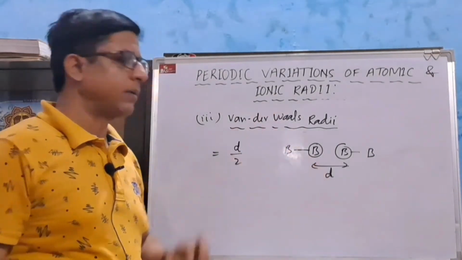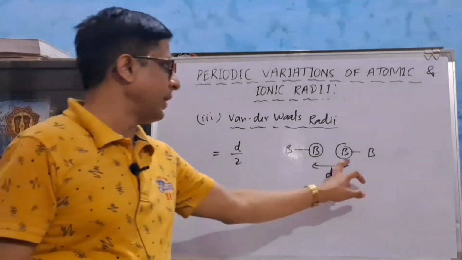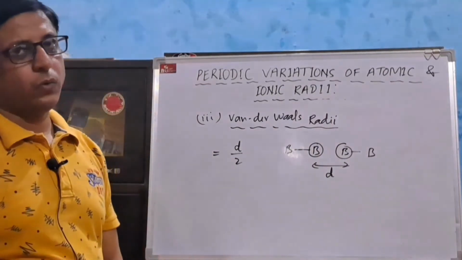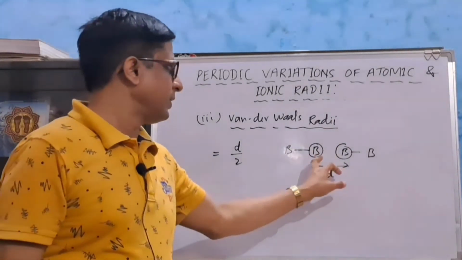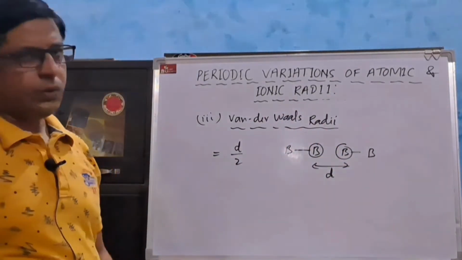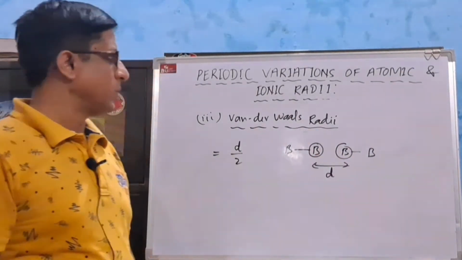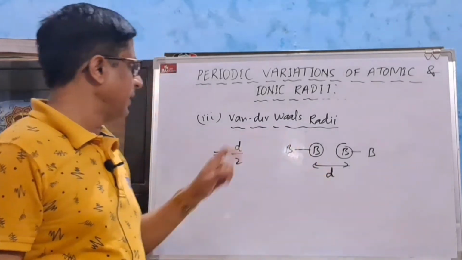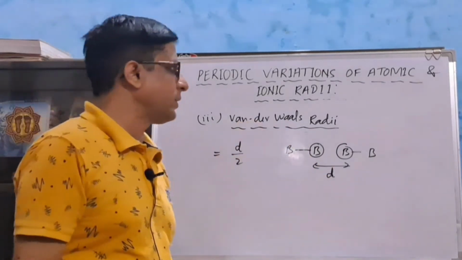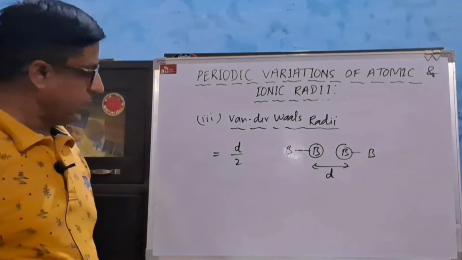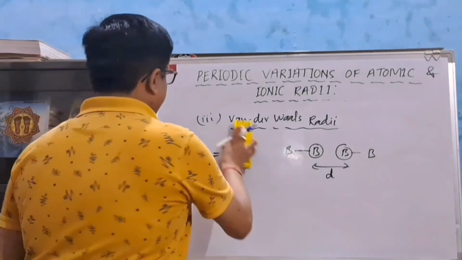B and B are bonded together by a covalent bond. Here also B and B are bonded by a covalent bond, but in two adjacent molecules, the distance between the two neighboring atoms is d, then d by 2 is known as van der Waals radii. Next is ionic radii.